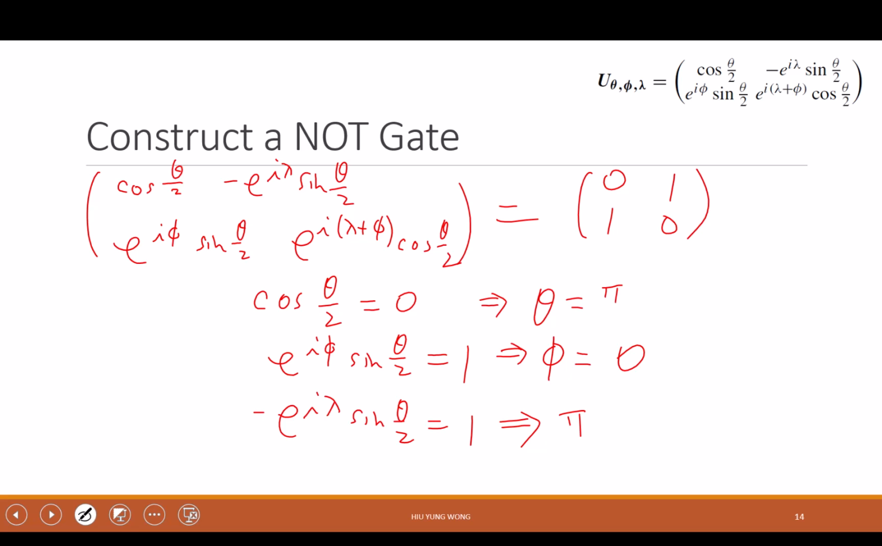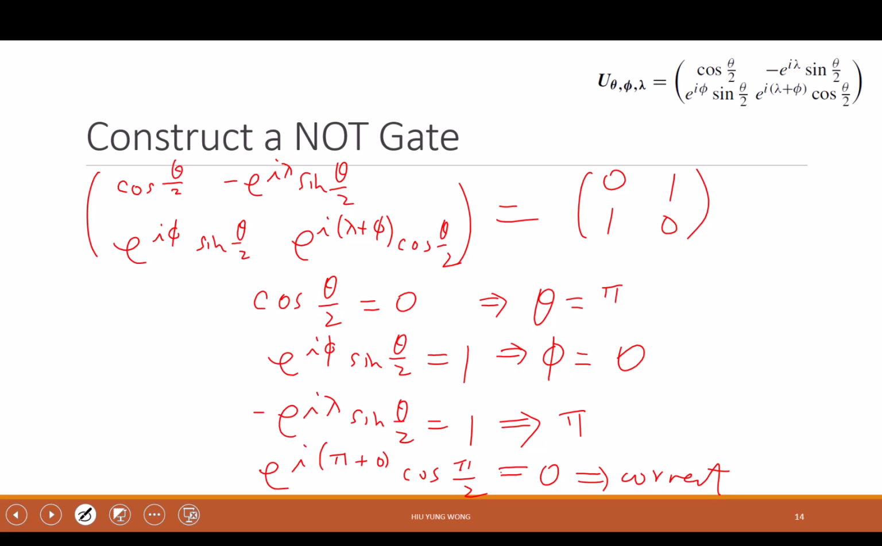And then how about the last one? Let's check if this is correct. e to the power i, what is lambda? Pi plus 0, cosine pi over 2. What is cosine pi over 2? 0, which is correct.